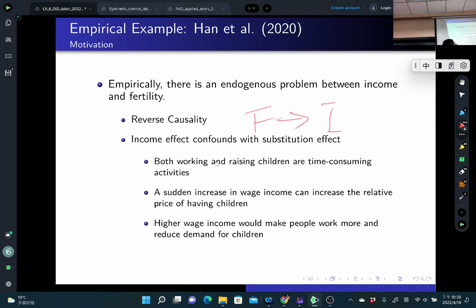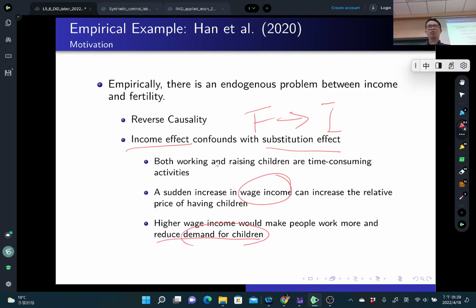So for example, a sudden increase in wage income will increase the opportunity cost of having children. So it increases the relative price of having children, so the cost of having children will increase, and you might reduce the demand for children. So typically, if you find wage income increases, the fertility rate will decline. But it does not mean the pure income effect is negative. It's just because the substitution effect is bigger than the income effect.